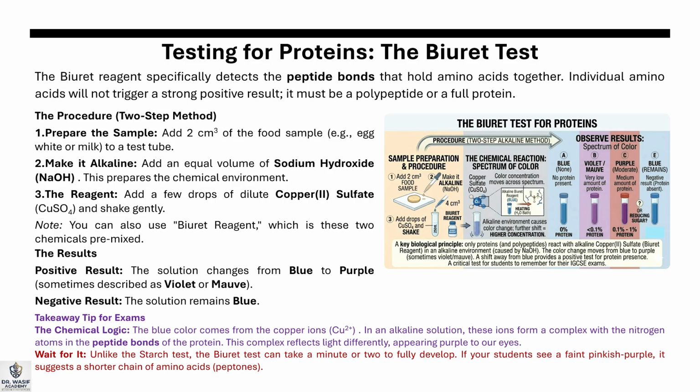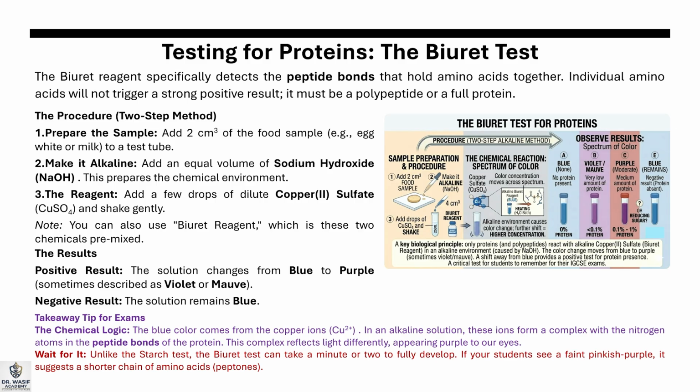So what is the science behind this color shift? Why does it turn purple? It's all about those copper ions. In that alkaline environment which we created, the copper ions form a complex with the nitrogen atoms in the peptide bonds. And this complex changes how light is reflected, shifting the color from a simple blue to that royal purple.